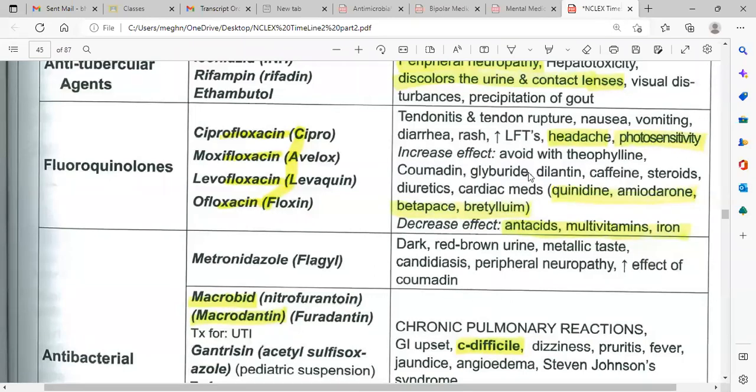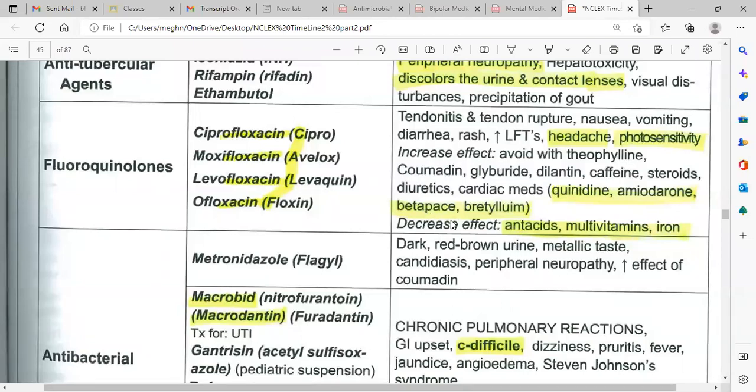It increases the effect of, so avoid with, theophylline or Coumadin, caffeine, steroids, diuretics, and cardiac medications, particularly quinidine and amiodarone. So which drugs do you have to avoid with ciprofloxacin? Because they increase the effect of drugs. Theophylline, we use particularly for bronchial asthma. Coumadin, a blood thinner. Caffeine, steroids, diuretics.